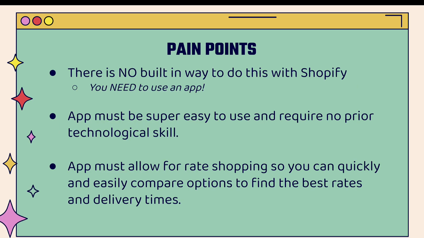And you might run into some pain points if you want to implement this without the app, because there's no built-in way to do this with Shopify. You're going to need that FlamesoftShip app in order to do this. And you want to find an app that's super easy to use and requires no prior technological skill. And I'm going to show you over the shoulder just how easy it is to use. But really, most importantly, we want an app that's going to allow for live rate shopping, so we can quickly and easily compare options to find the best rates and the best delivery times for our customers.